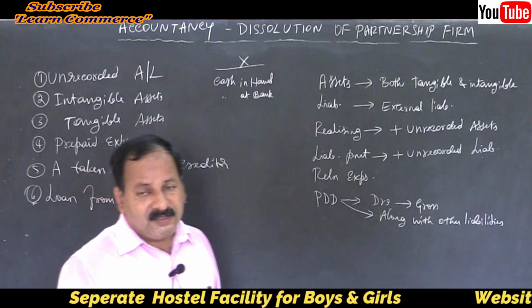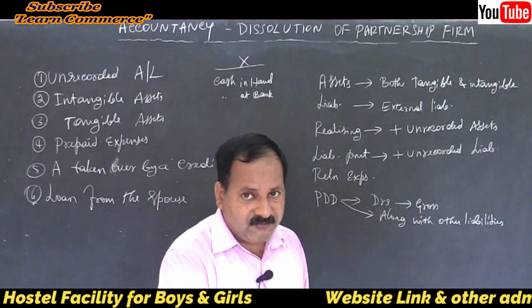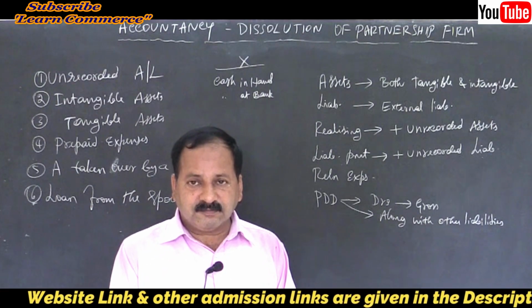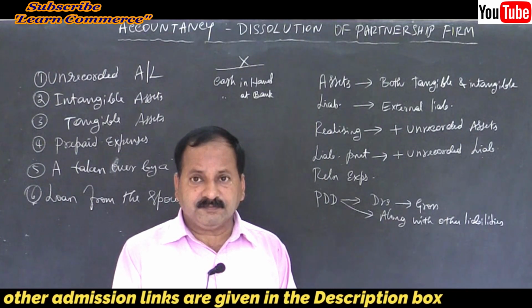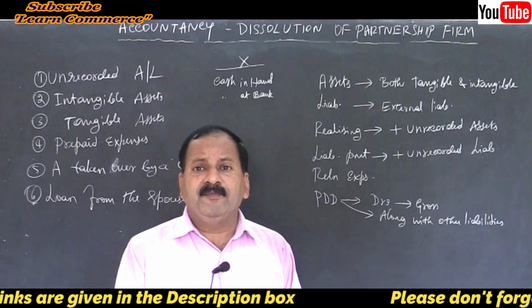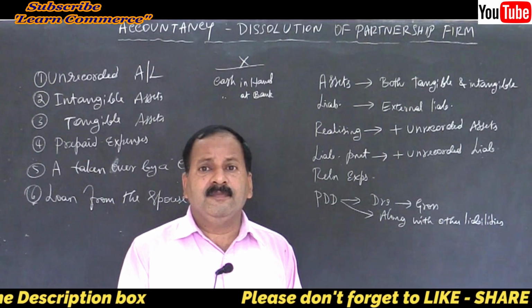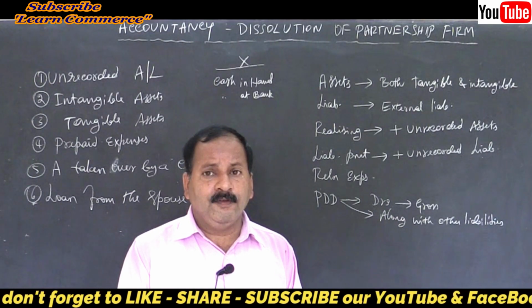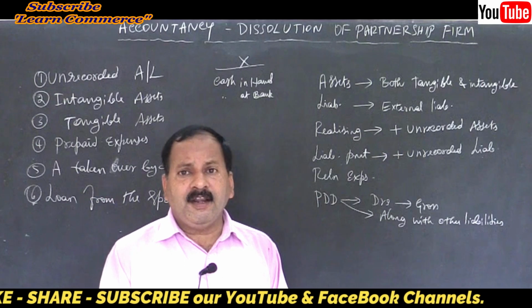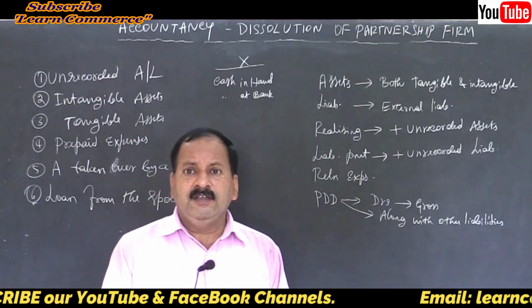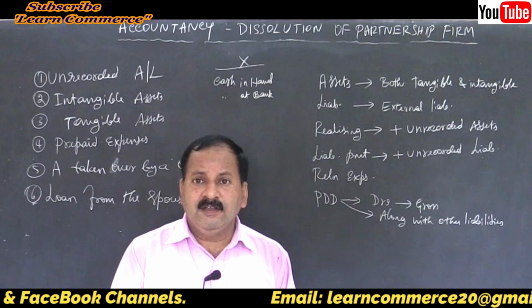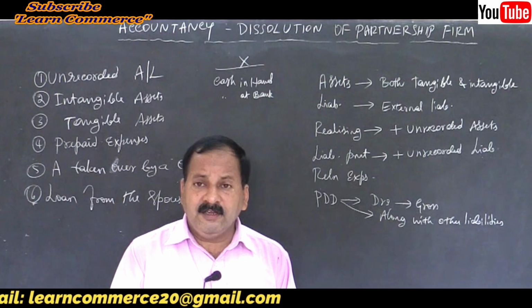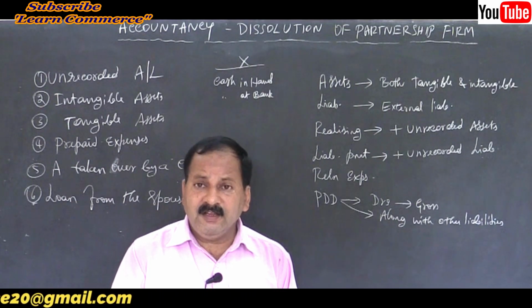So I will take up the 12 marks problem in the next assignment. How will you treat unrecorded assets if they are there in the adjustment part?